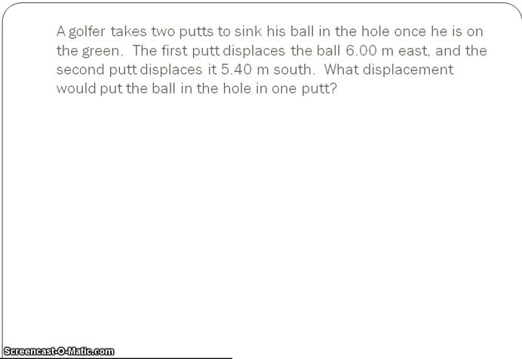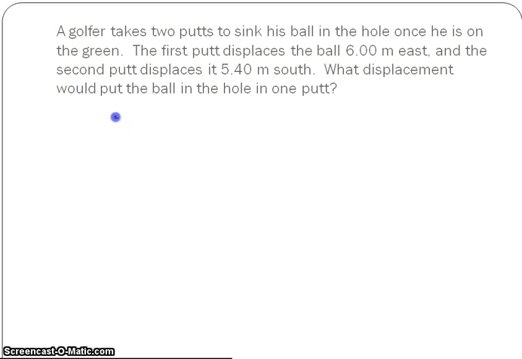So I have a golfer, and our golfer is going to take 2 putts to sink his ball in the hole once he is on the green. The first putt displaces the ball 6 meters east, and the second putt displaces it 5.4 meters to the south. What is the displacement that would have put the ball in the hole in one putt?